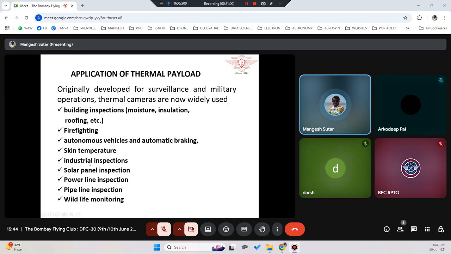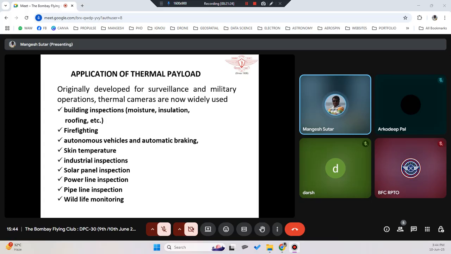Even in industrial inspections, solar panel inspection, thermal cameras are extensively used. Then power line inspection, pipeline inspection, wildlife monitoring. I gave you an example, right? One of the students of the last batch is going to Tanzania for doing wildlife monitoring activity over there. So they are using a thermal camera.